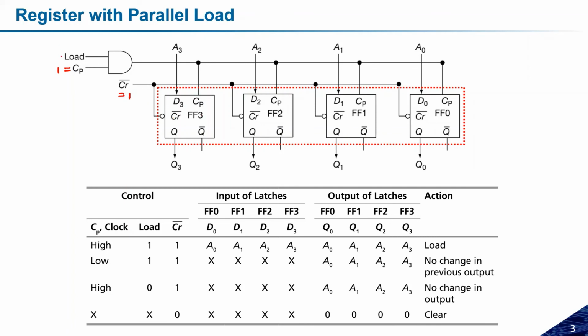And now if I am providing load is equal to 1, what will happen? The output of this AND gate will be logic 1. If this is 1, all the clock pulses for all the flip-flops will be activated at the same time, parallelly. So whatever the data I have here will be loaded at the same time when the clock is activated, and all the loadings are performed simultaneously to all the flip-flops parallelly, so we can call it the parallel loading.